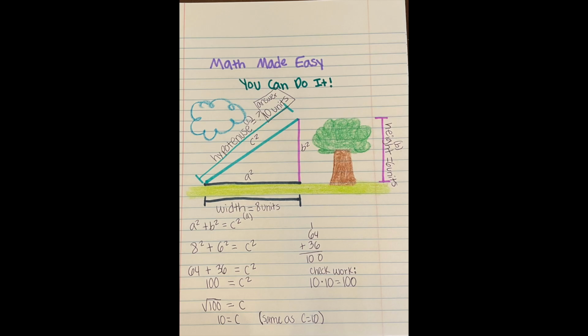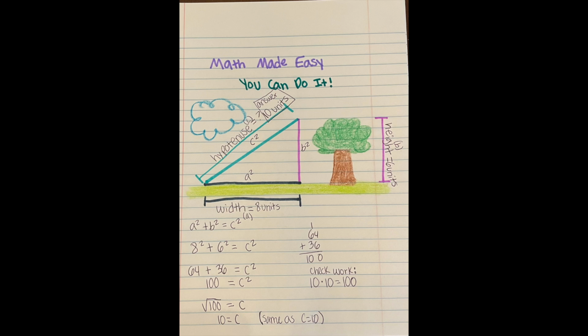There's actually a formula for that. So a squared plus b squared equals c squared. The width is going to be 8, so 8 squared is 64. The height is going to be 6, so 6 squared is 36. And then we end up with 100 equals c squared.